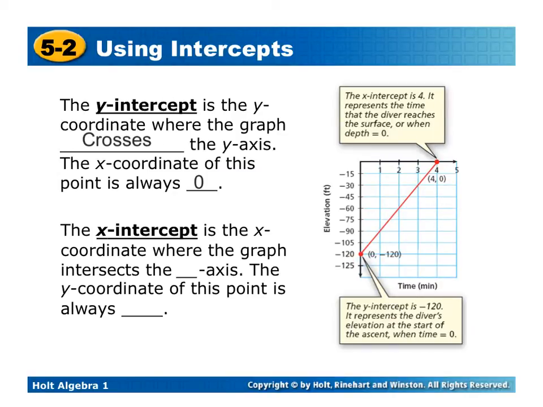At the same time, the x-intercept is the same thing, except it's the x-coordinate where the graph intersects the x-axis. And here, the y-coordinate of this point is always, I hope you can guess it, 0. So on our graph, in our example, our x-intercept is 4, and the ordered pair is 4, 0, and that's the point where it crosses the x-axis.